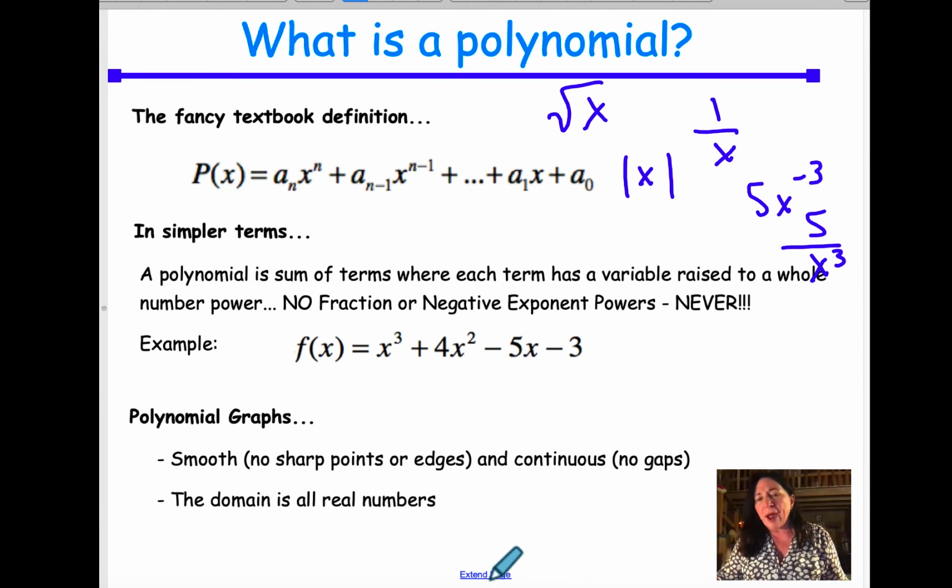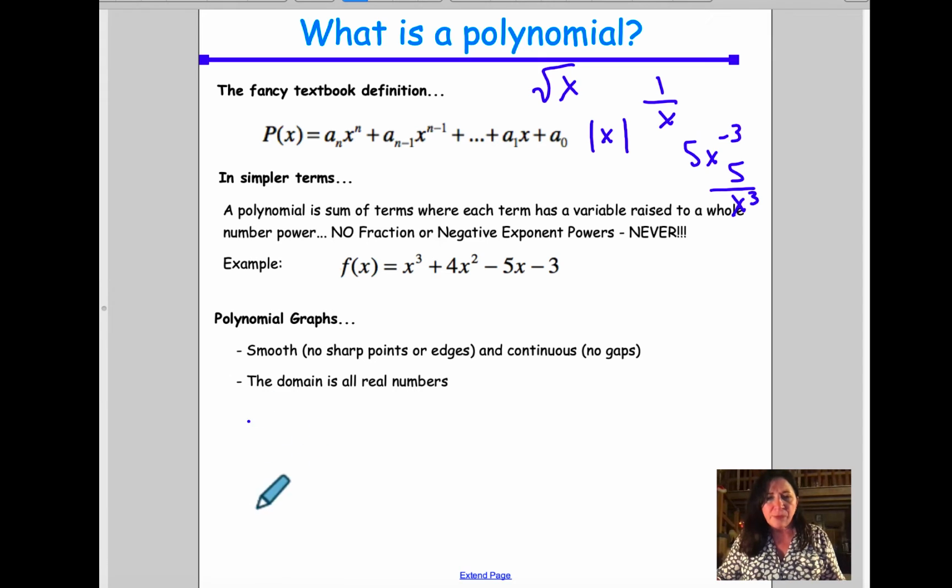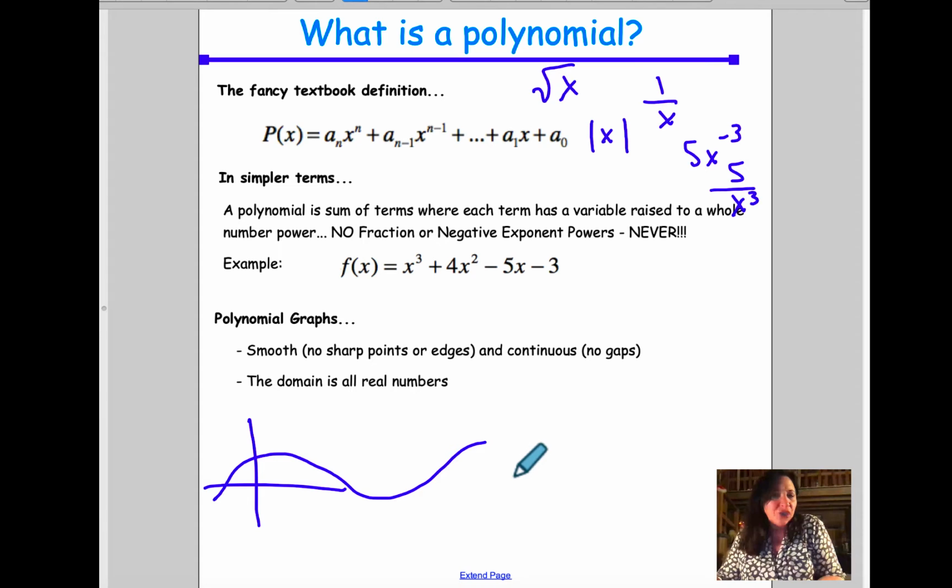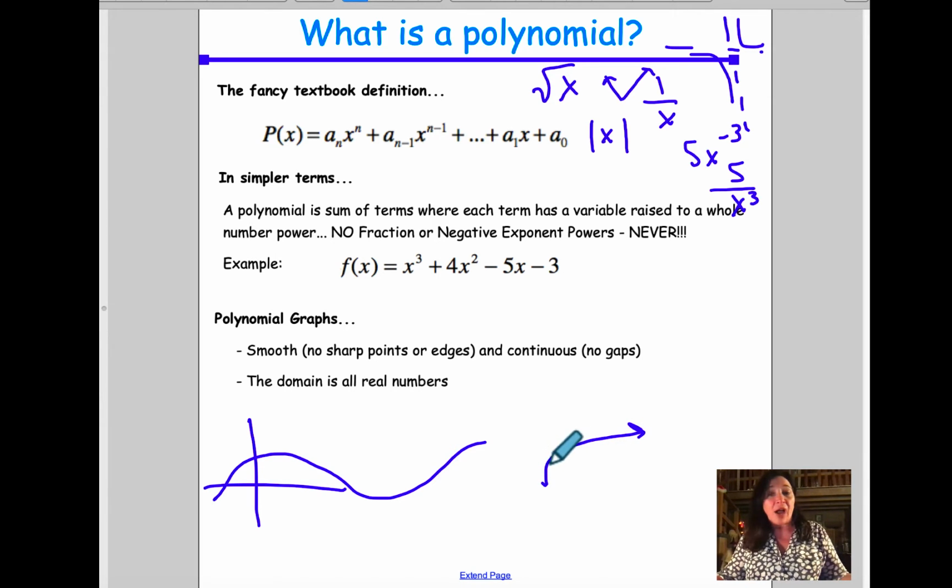A polynomial graph has to be smooth, okay? So meaning it's going to be like this. It's going to be continuous. It's not going to have any sharp edges like an absolute value, which looks like a V, right? A 1 over x is one of those graphs that looks like this, and that's not continuous. I've got asymptotes that break up my graph. A square root function definitely is not continuous, right? It starts at one point and goes over. It doesn't go on forever. So a polynomial has to be something that is continuous.